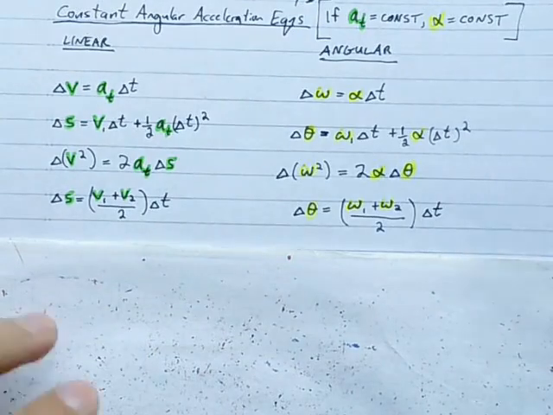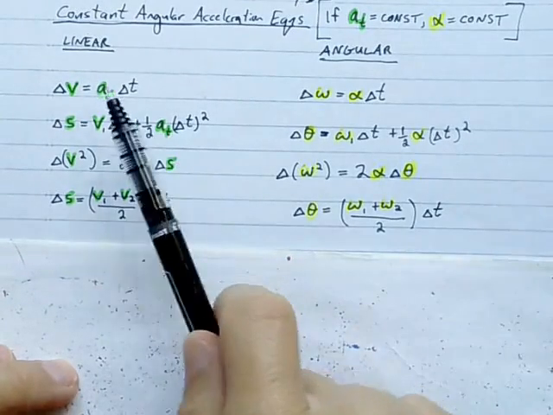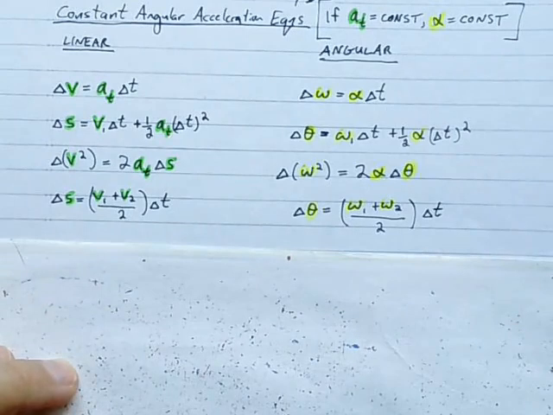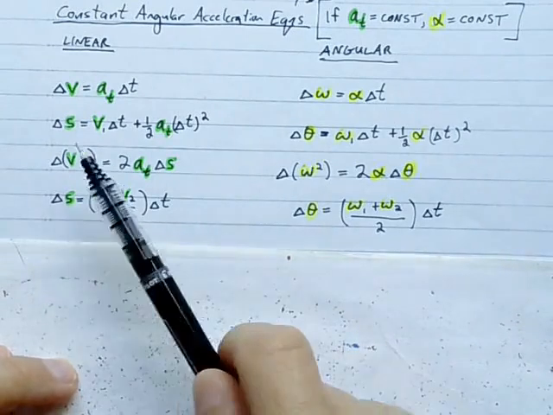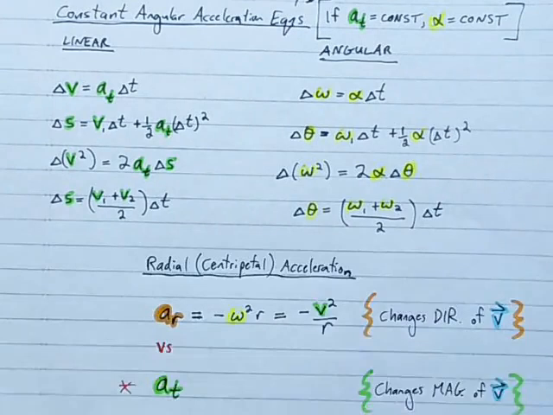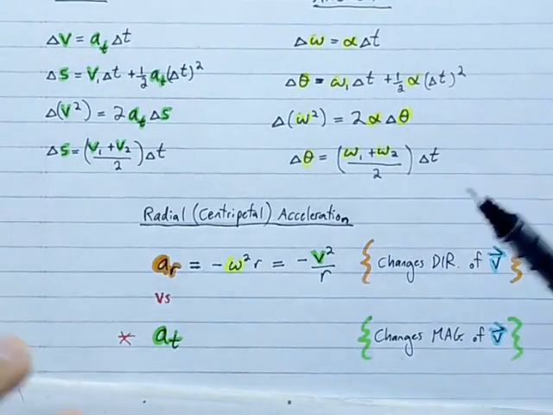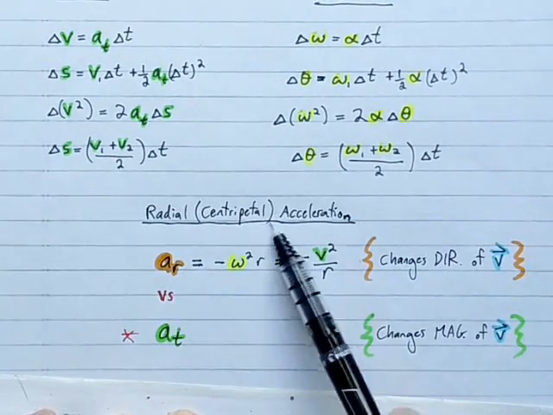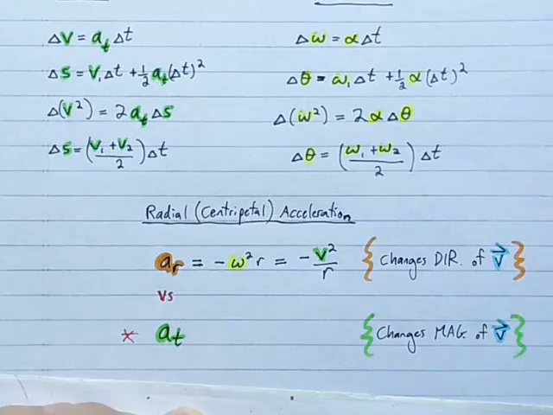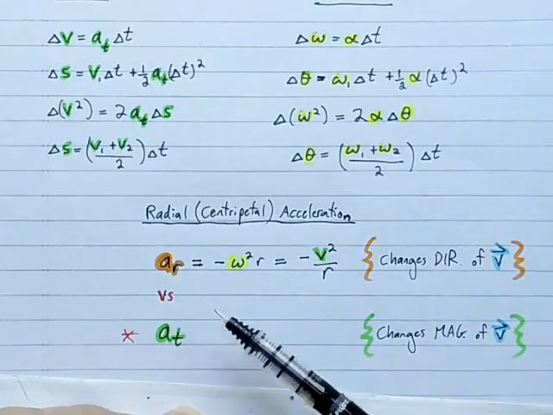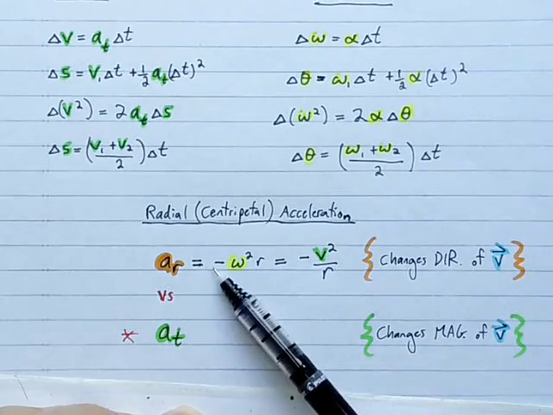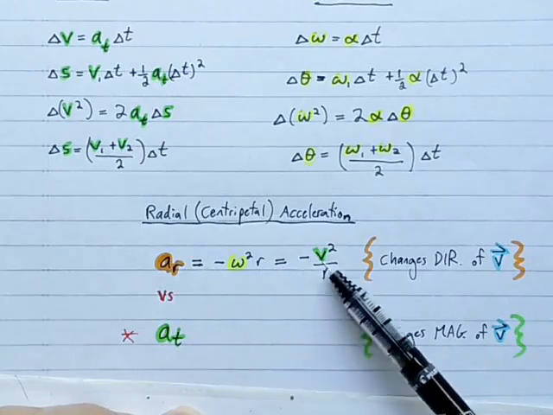And the only major quantity that doesn't fit into this kind of summarizing picture of our linear and angular variables is our radial acceleration, the centripetal acceleration. So that's why I've saved this color orange for it, because it's kind of special. Negative omega squared r, or the opposite of v squared over r.